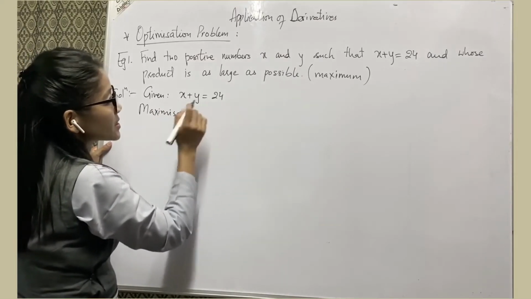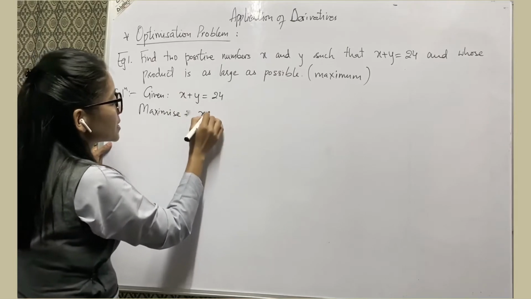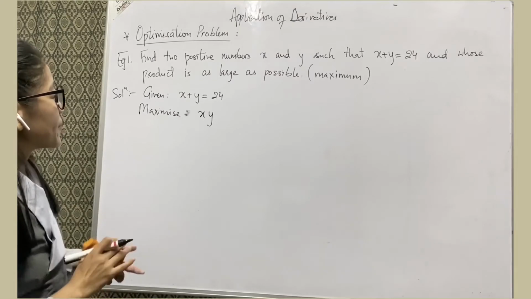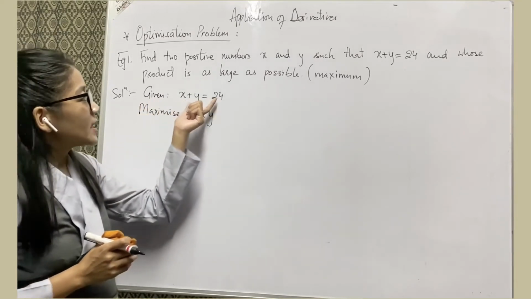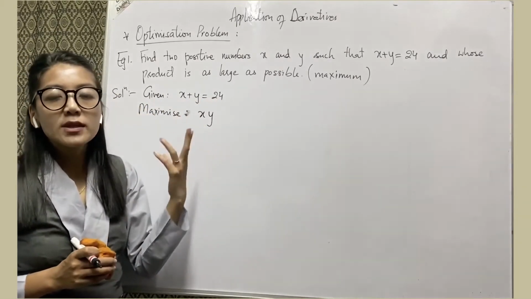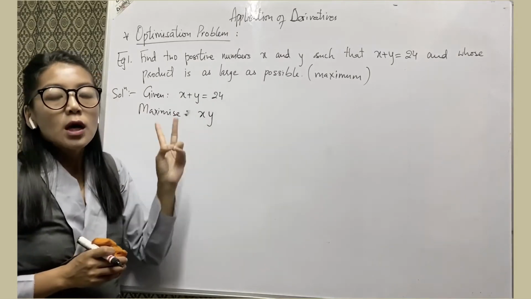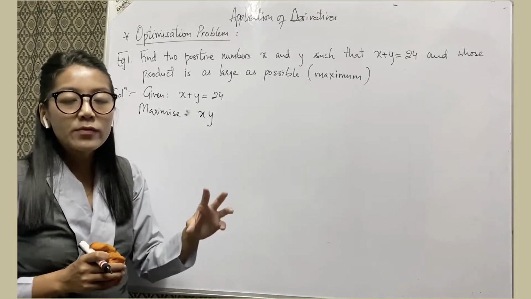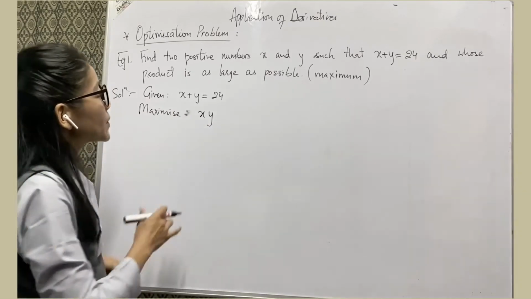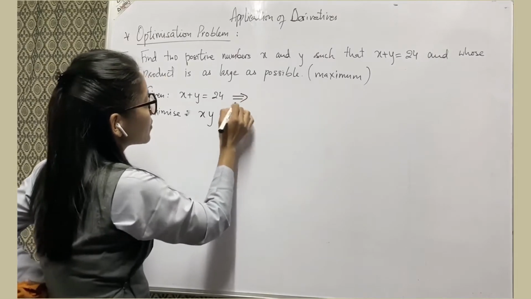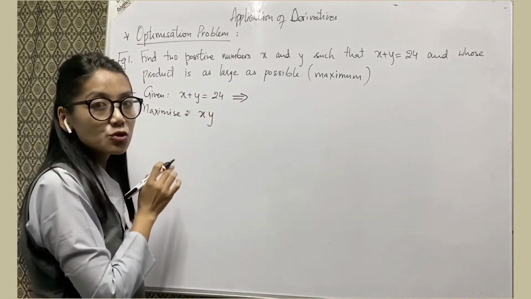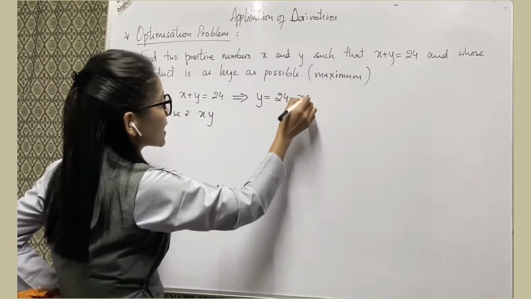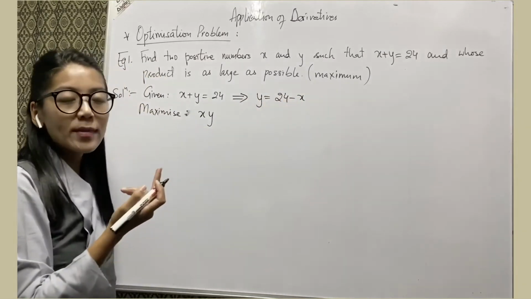You have to maximize the product. Product means x into y. Now look here, whatever is given, the quantity will always contain two variables. So the given is to be used to convert one variable in terms of the other. From this given, x plus y is equal to 24, you can write y is equal to 24 minus x, or you can write x is equal to 24 minus y.